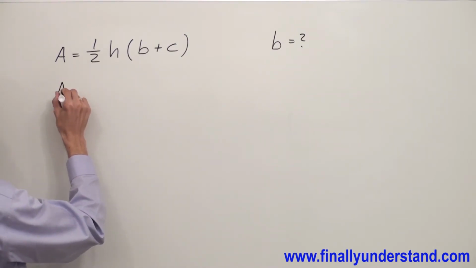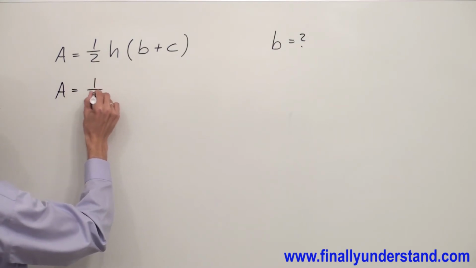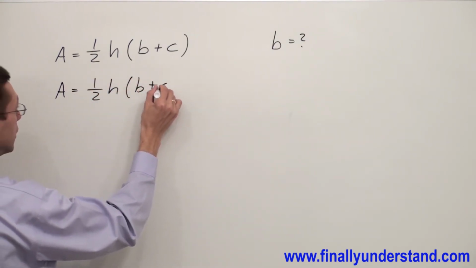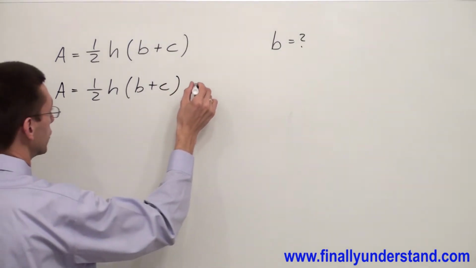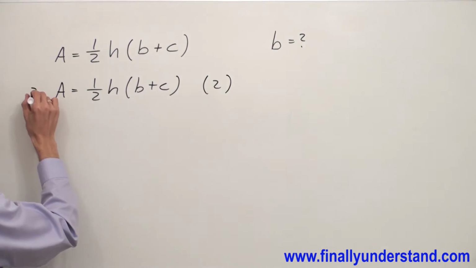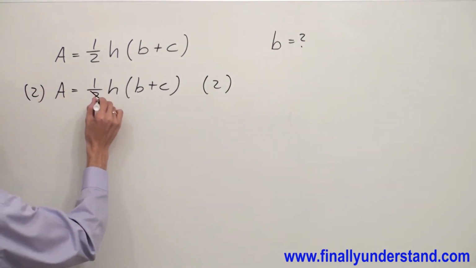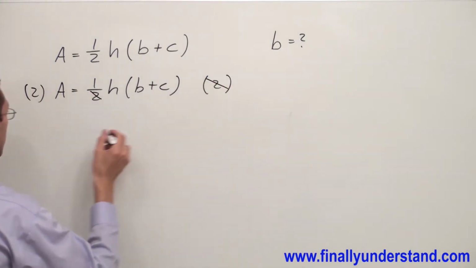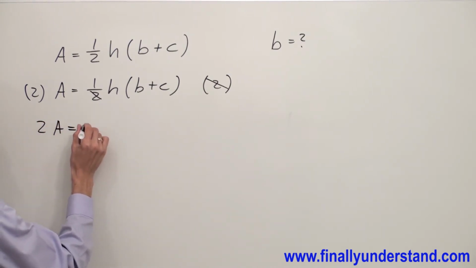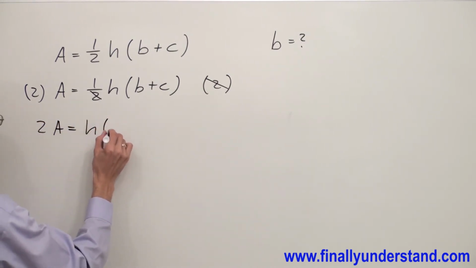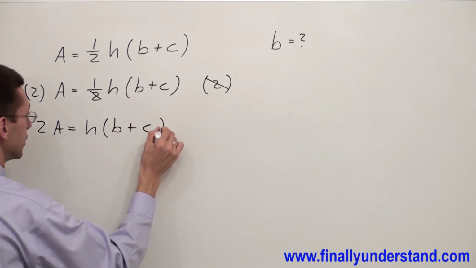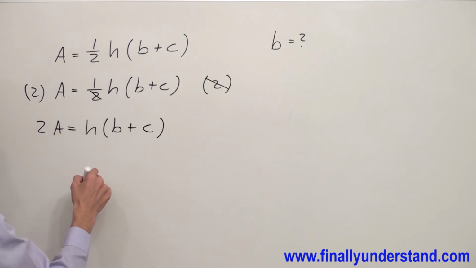Let me just copy this formula one more time. I have to multiply both sides of the equation by the denominator, by 2. 2 and 2 will cancel out. So I'm going to have 2a equals h times (b plus c). Now I'm looking for b.